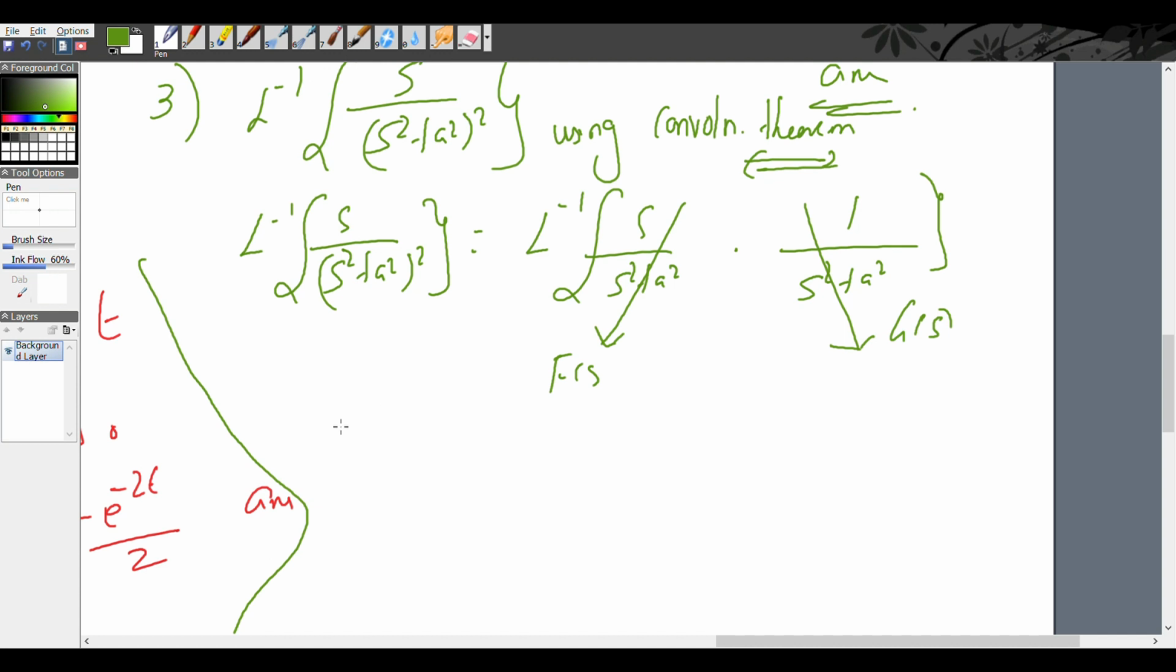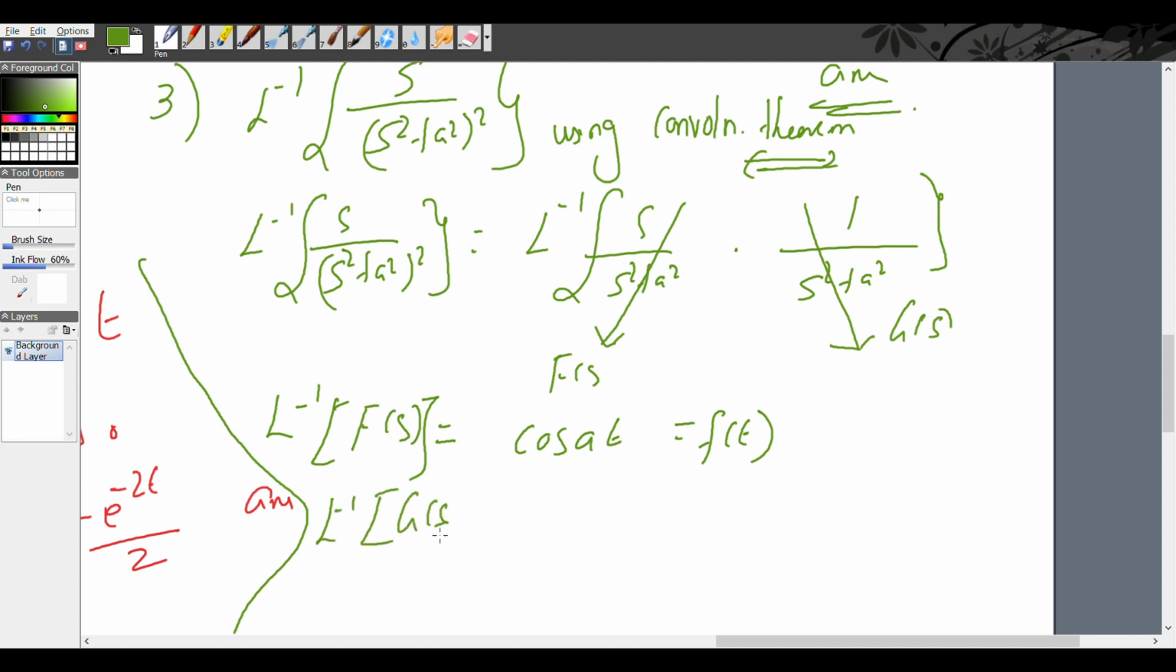So L inverse of f of s, what is it? L inverse of s by s square plus a square. Take the formulas and look, there will be cos at, right? So this is nothing but f of t. Now g of s: L inverse of g of s gives 1 by s square plus a square, that is nothing but 1 by a sin at, just applying the formula. This is nothing but g of t.